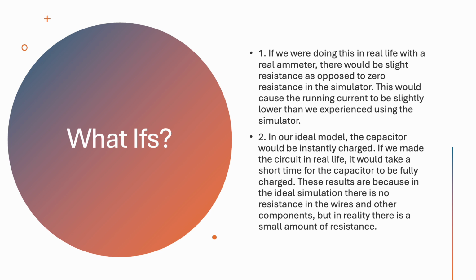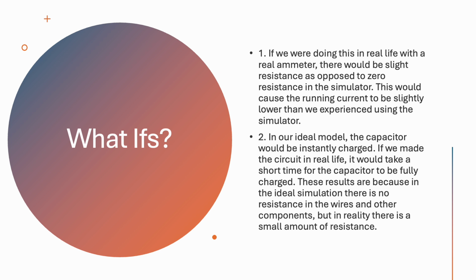Now let's take a look at the what ifs. The first what if was, if you were doing this experiment in real life and used an actual ammeter instead of an ideal simulated ammeter, what would happen? What's the difference? I'm going to say if we were using this in real life with a real one, there would be a slight resistance as opposed to 0 resistance that we experienced in the simulator, which would cause the running current to be slightly lower than we experienced.